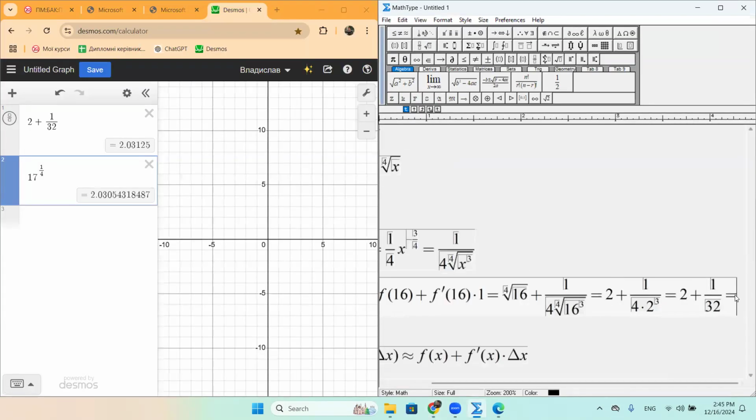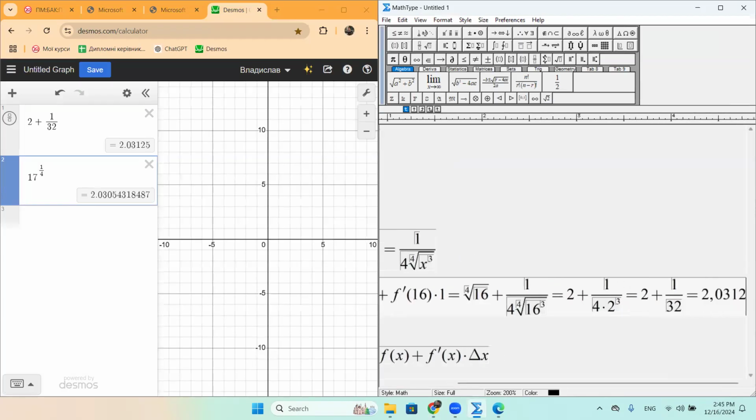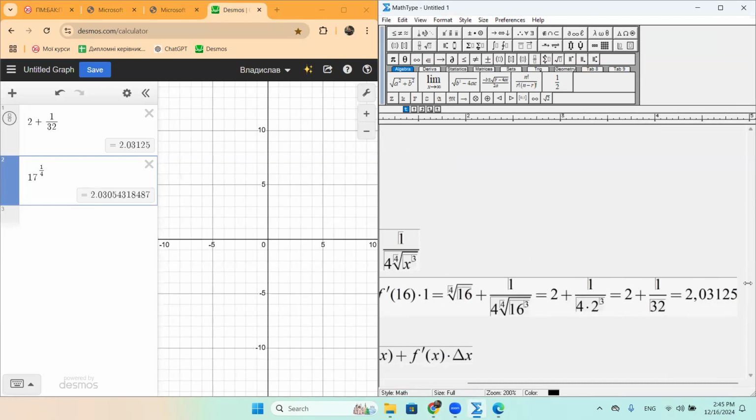So any questions about this task? No questions. Questions about this lesson, previous lessons, or other questions?